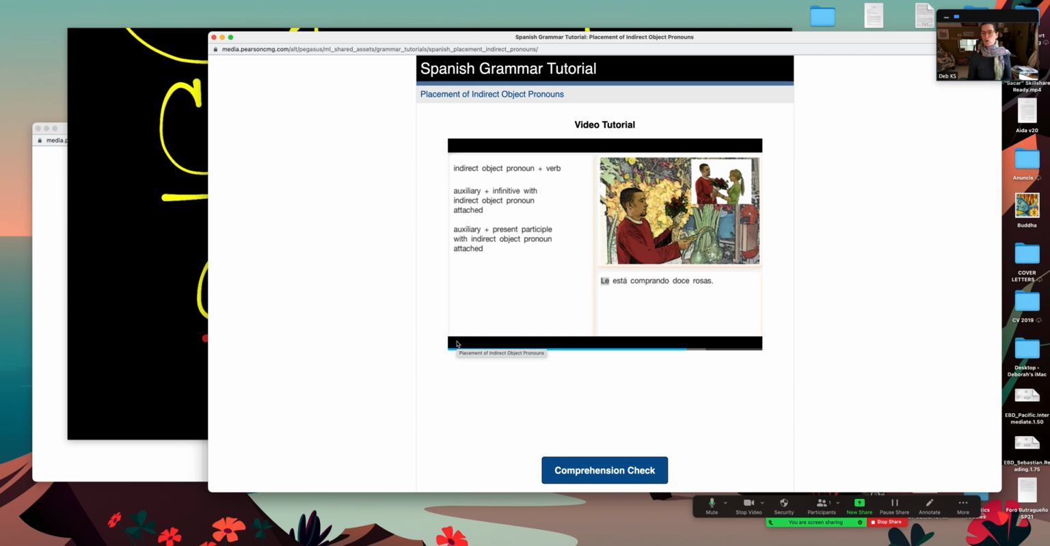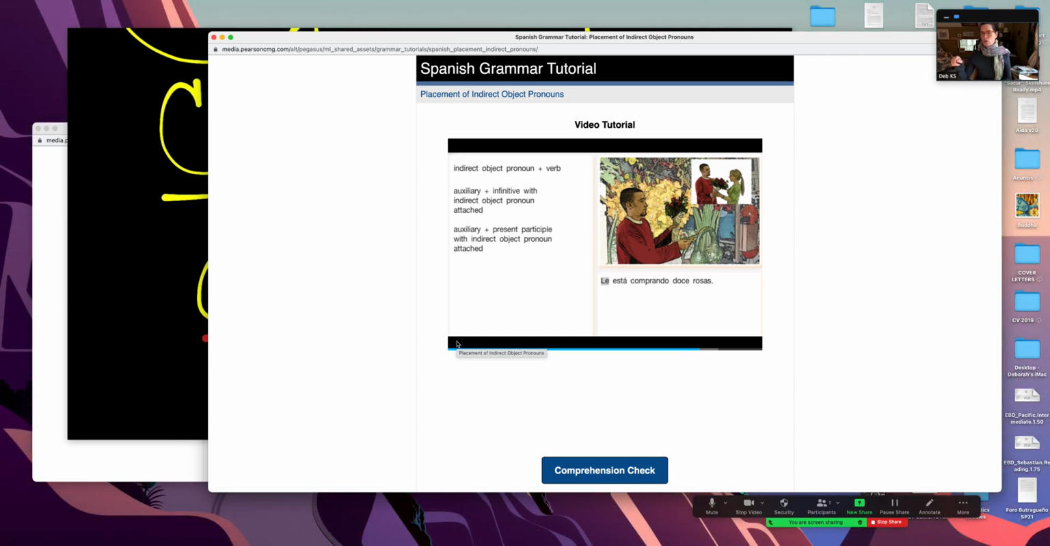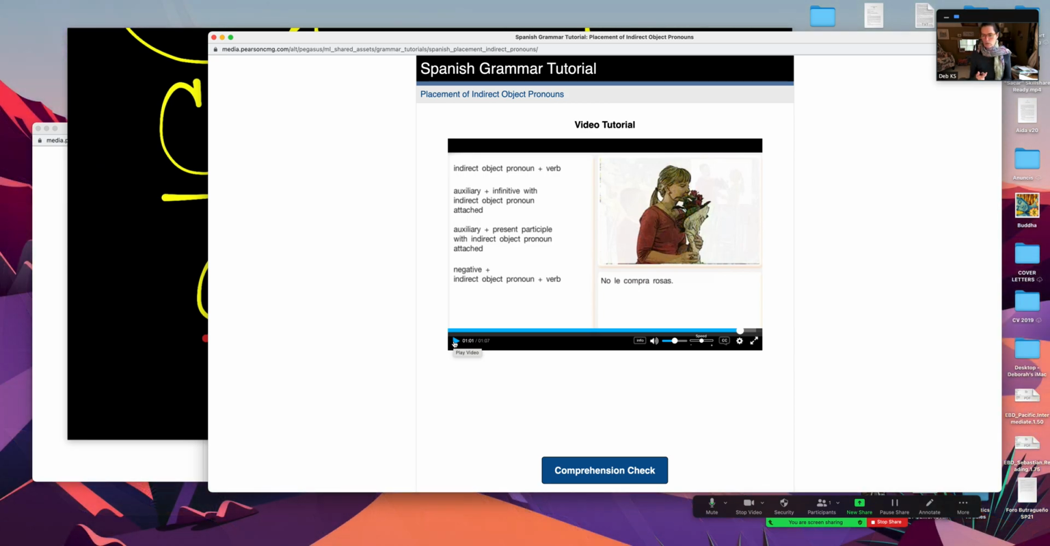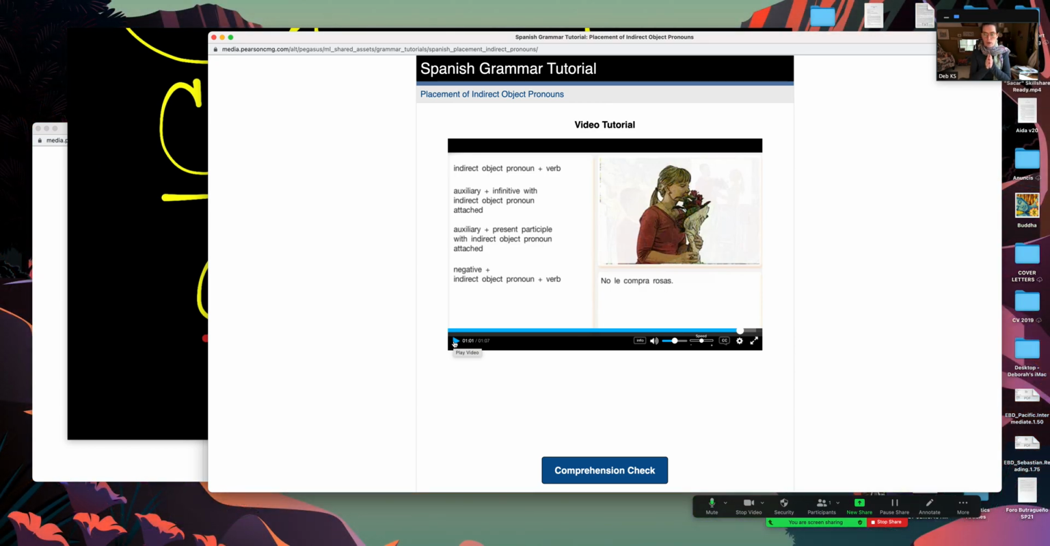Le está comprando 12 rosas. So he's buying for her 12 roses. If a sentence is negative, the indirect object pronoun is placed between the negative word and the verb. Basically, to make this easier for you, the no always goes before the pronoun. So no le compro, no te compro, no le estoy comprando. And then if the pronoun goes at the end, comprándole, then the no goes before the verb. So basically, the no goes before the conjugated verb. If there's a pronoun there, then you put it before, like here, like this way, okay? No le compra rosas.